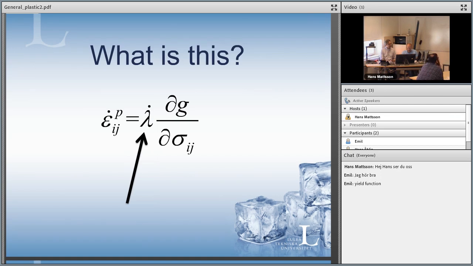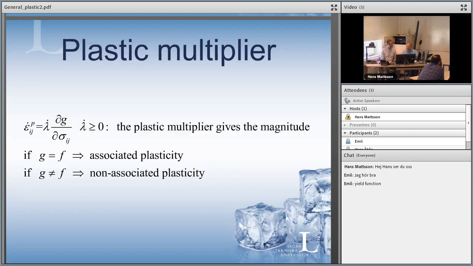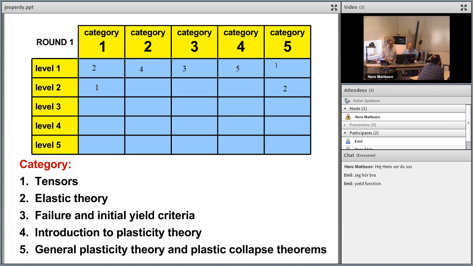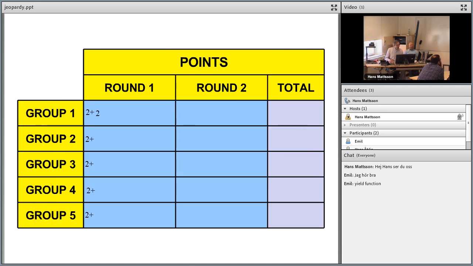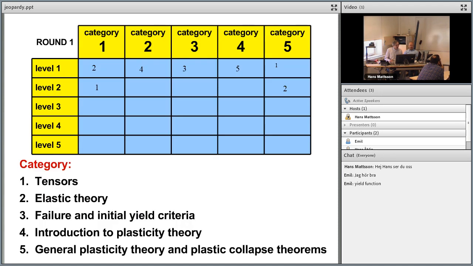Okay, here comes the question. What is this? The plastic multiplier is the correct answer, yes. Very good. Group number 2 takes 2 points here, and we go to group number 3 that chooses category and level.